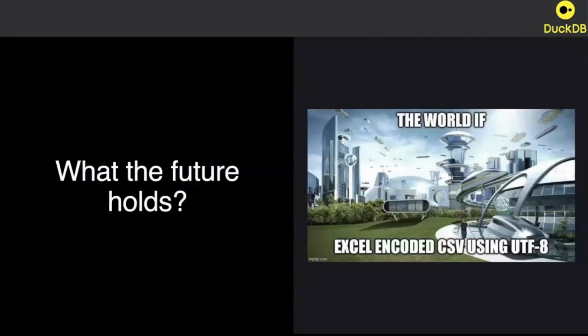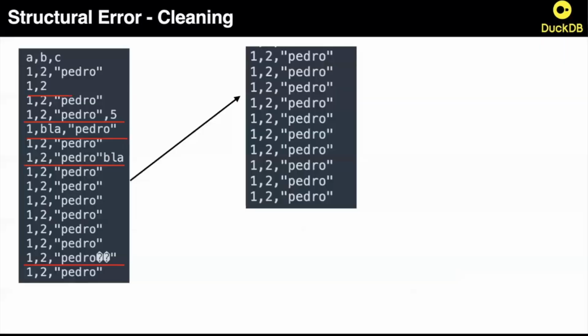So what the future holds: here we have again a picture of Excel-encoded CSVs using UTF-8. This is where we would be living now. Unfortunately, that's not the case. But I've been working on this thing called regex tables. That's how we call it in DuckDB now. It's kind of like a structured error clean-up.